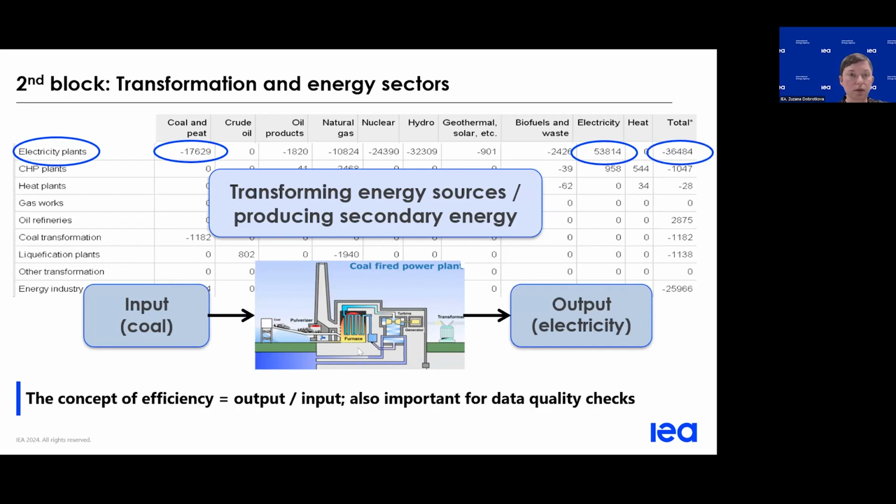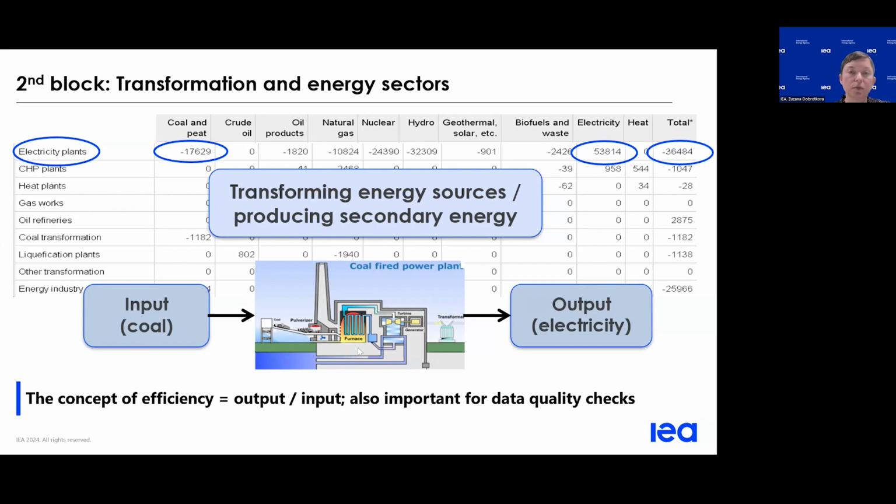Now, what this means, because we are showing inputs and outputs, and because everything is in the same unit, we can also see very quickly what is the efficiency of this transformation. So if you divide output over input, you will get an efficiency number. If the number is over 100%, you know that there is something very wrong with your energy balance, and you should go and check where is the error.